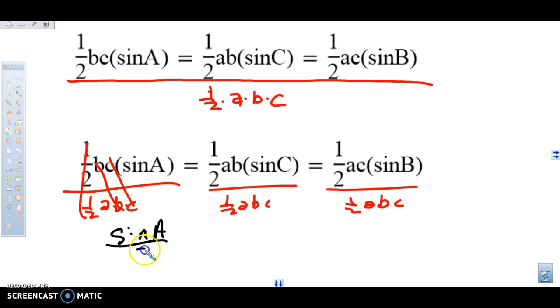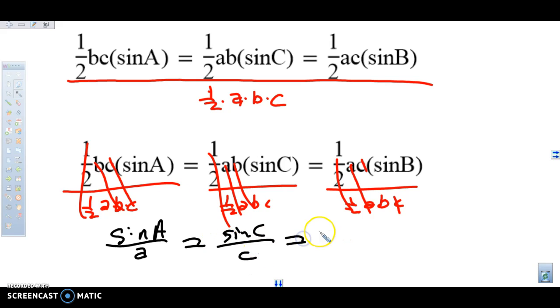divided by side A equals, likewise here, the halves cancel, the A's cancel, the B's cancel, and the C cancels to be 1s. This is left with the sine of angle C divided by side C equals the sine of angle B divided by side B. So all three of those things are going to be equal.